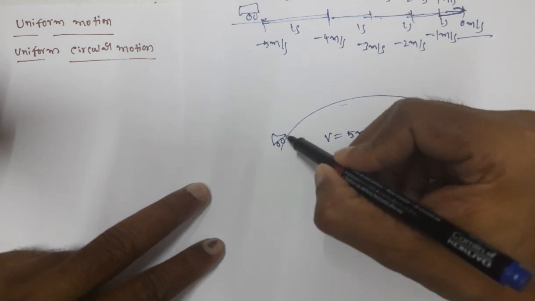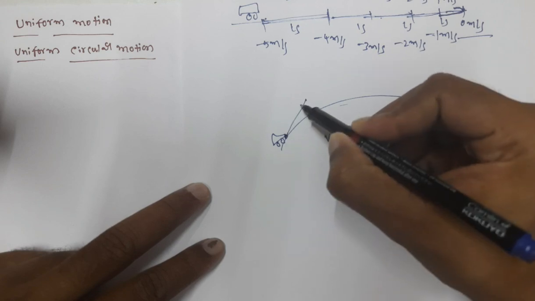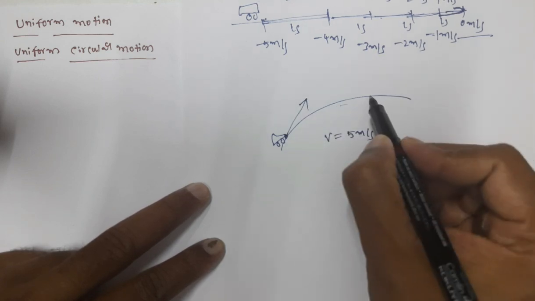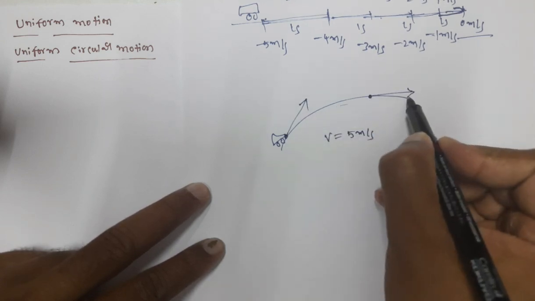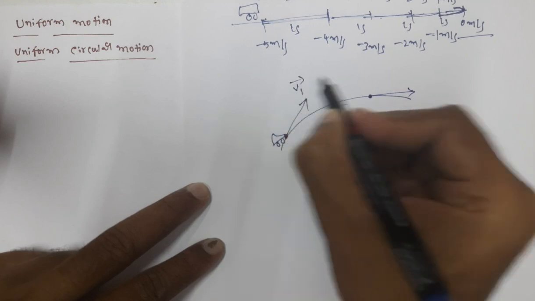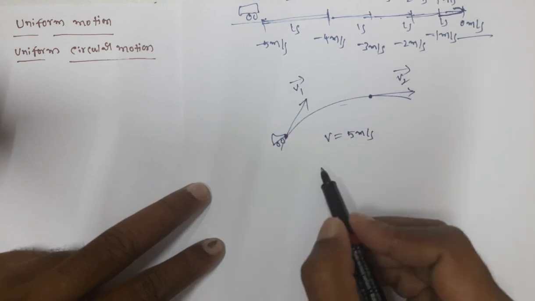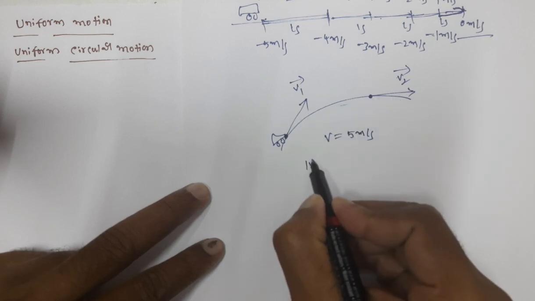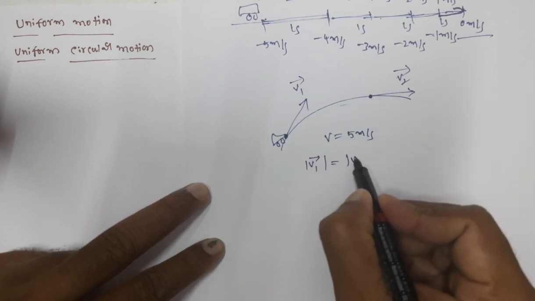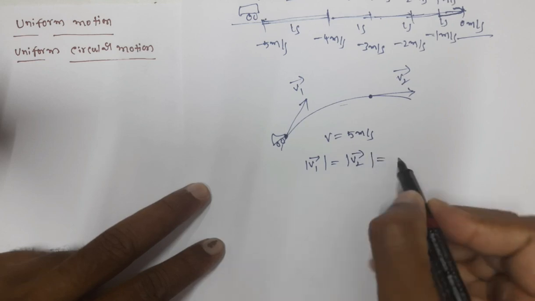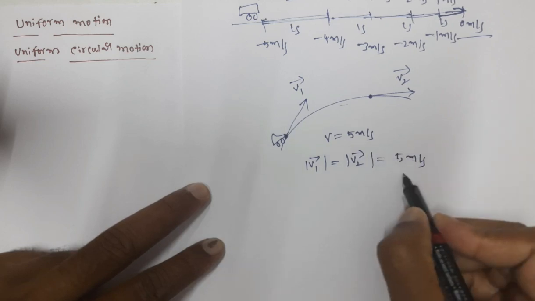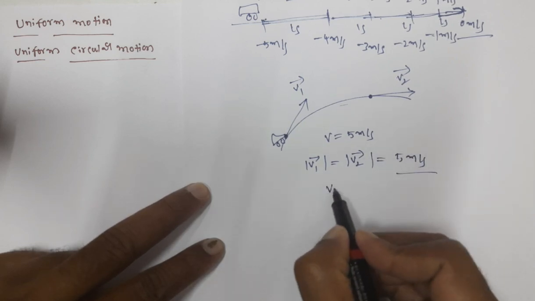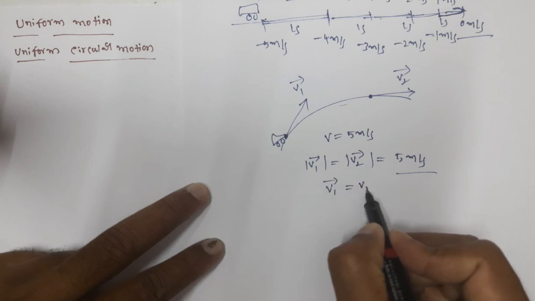If we take the instantaneous velocity vector direction, we get the instantaneous velocity vector this way. And if we take the instantaneous velocity vector here, we get it like this. Let us call them v1 bar and v2 bar. If the vehicle moves with constant speed on a curved path, you can say the magnitude of v1 bar is equal to the magnitude of v2 bar, equal to 5 meters per second. But can we write v1 bar equal to v2 bar?